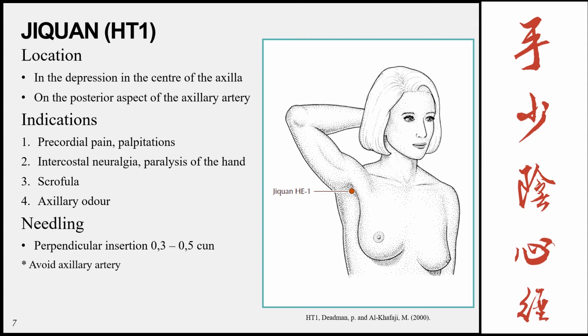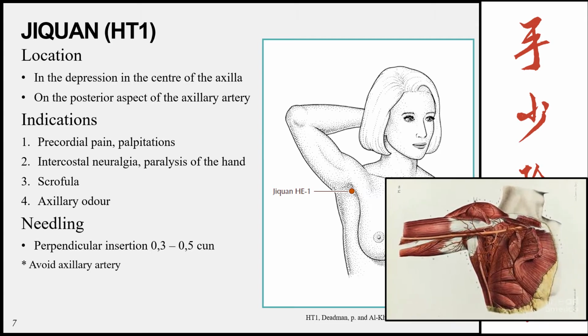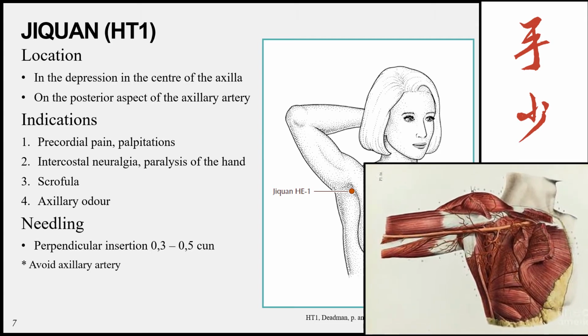This point is located in the depression in the center of the axilla, on the posterior aspect of the axillary artery. If we look at this image I've just brought in, this image is showing the axillary artery in a bit more detail. As you can see, it runs more on the anterior aspect of the axilla. So we need to be just posterior to it around this region.